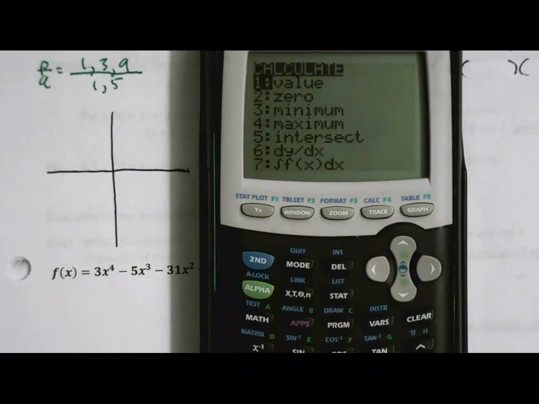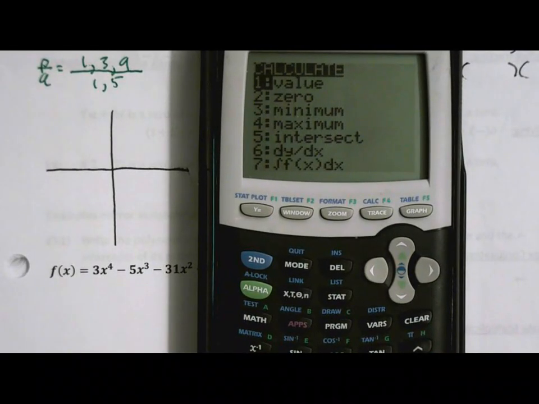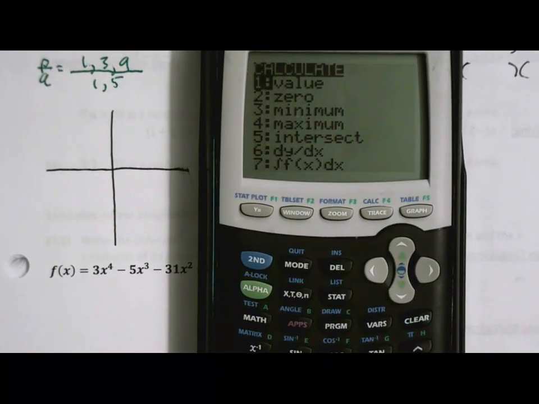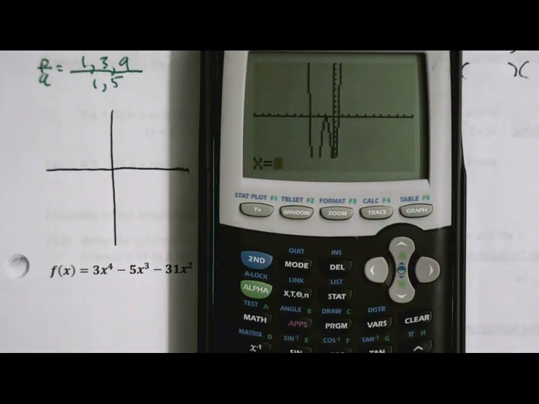Second calc value. Can you guys all hit second calc value? The calc menu is under the trace. You got to hit second calc, hit enter for value, and it will ask you for an x coordinate. You give it the x coordinate, it'll spit out a y coordinate. I'm going to give it -3.